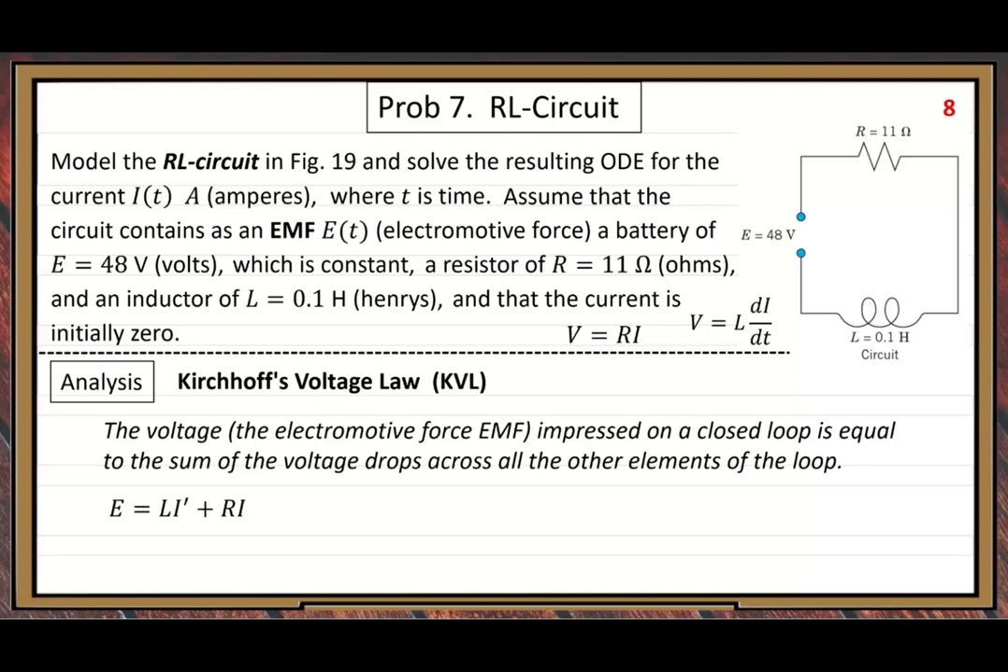E, L, R, these three numbers are given. We just plug in. Before we plug in, we may like to write it so the structure is easier to see. That's the usual way we write our ODE. So we try to rearrange the terms to fit the typical pattern of our ODE.